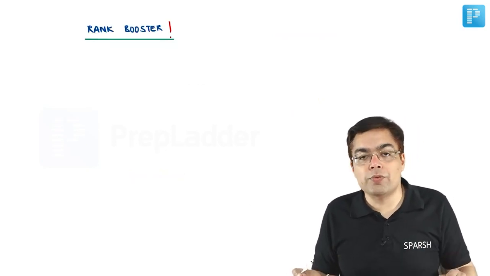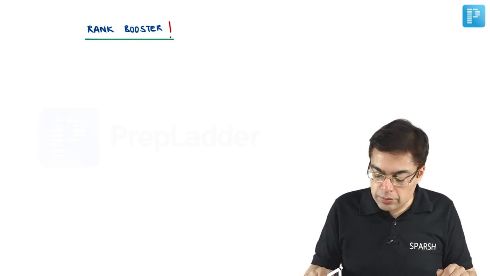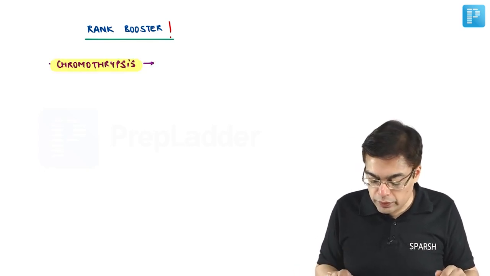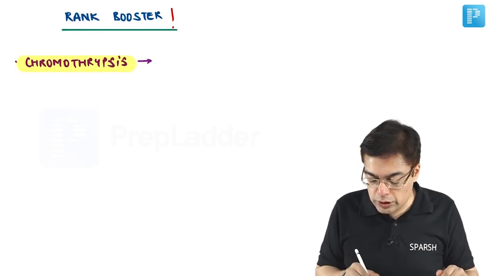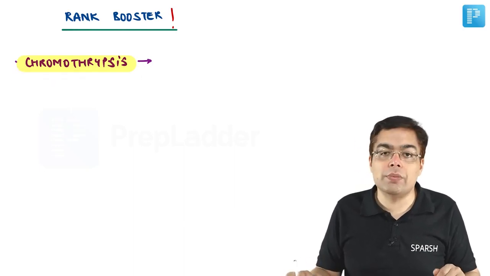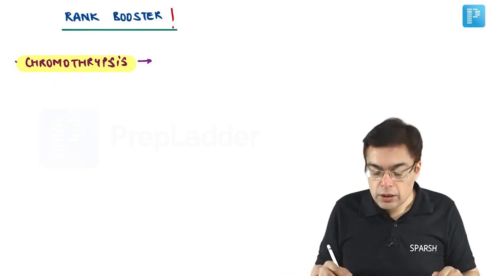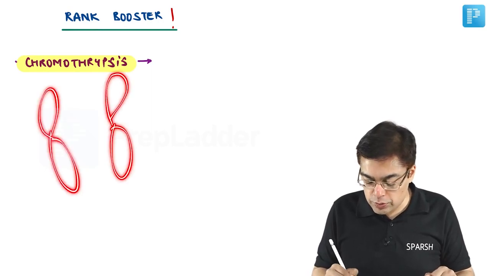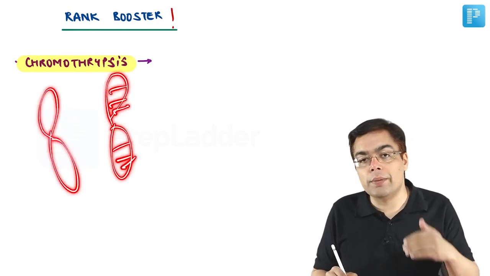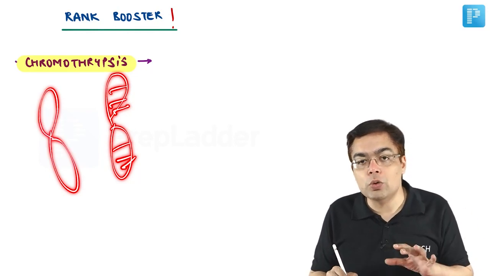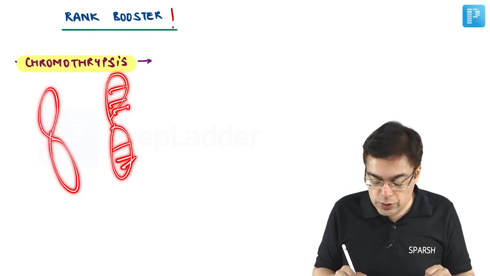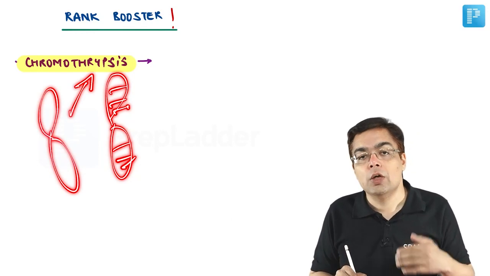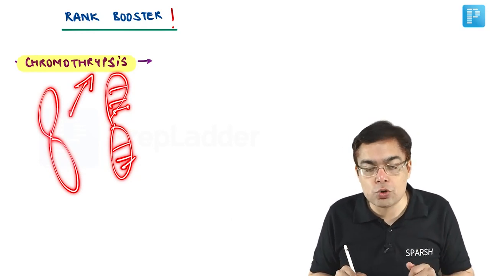Now, talking about some of the points which can boost your ranks by leaps and bounds, the first important point I would like to highlight is chromothripsis. Chromothripsis is also called chromosome shattering. I did explain to you to imagine a situation where there are multiple chromosomes, and these chromosomes get broken down and then rejoin in a haphazard fashion. That is what is called chromothripsis, which allows a lot of genes to malfunction.